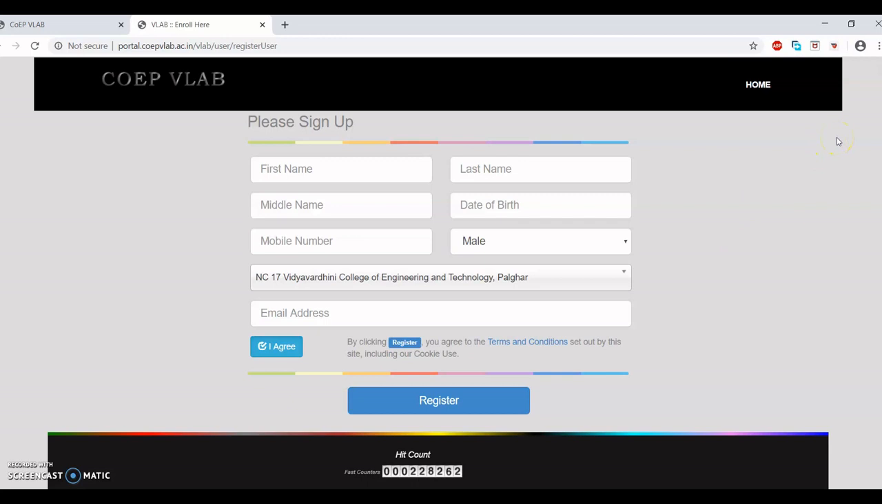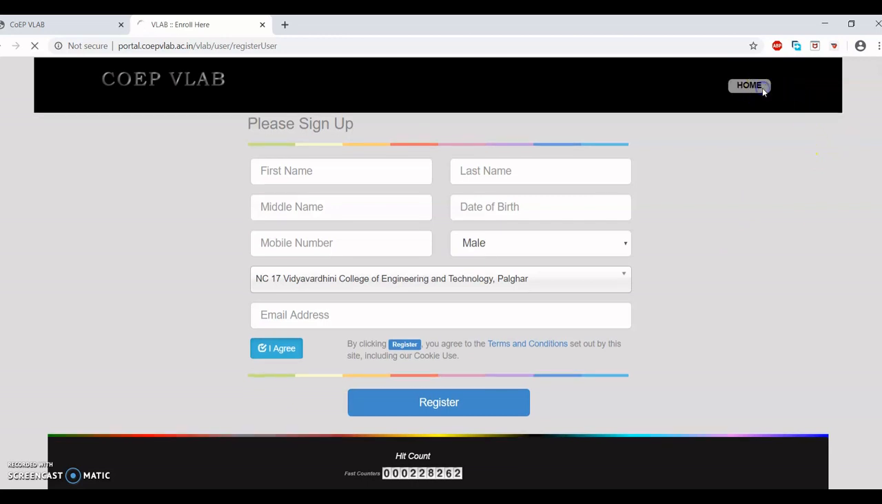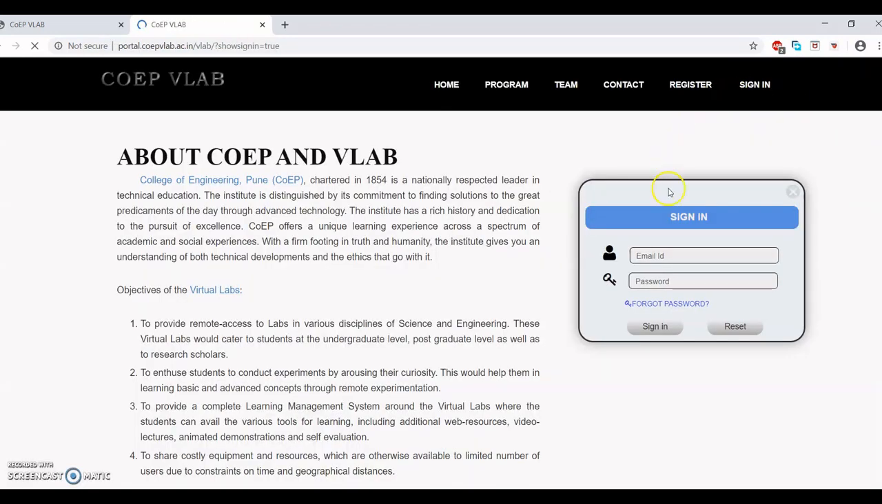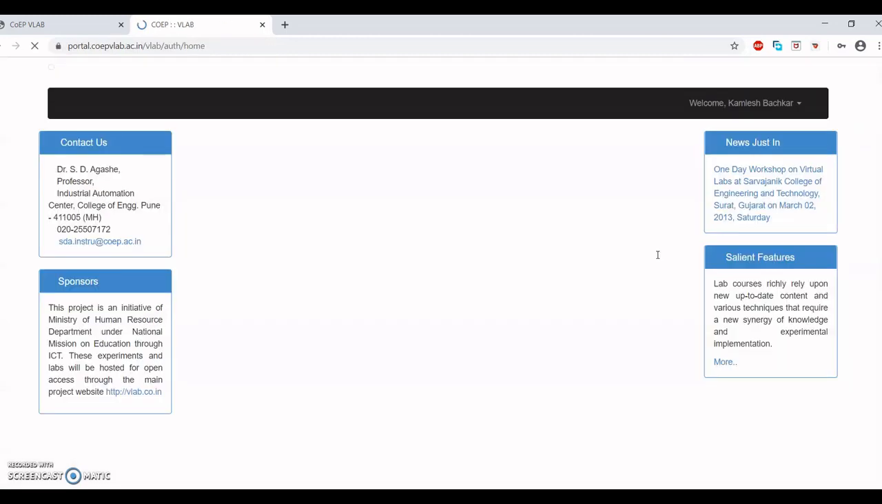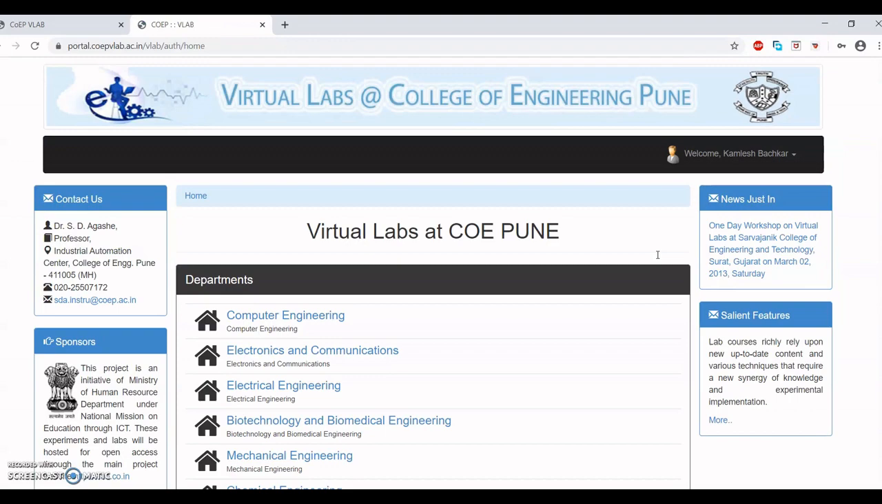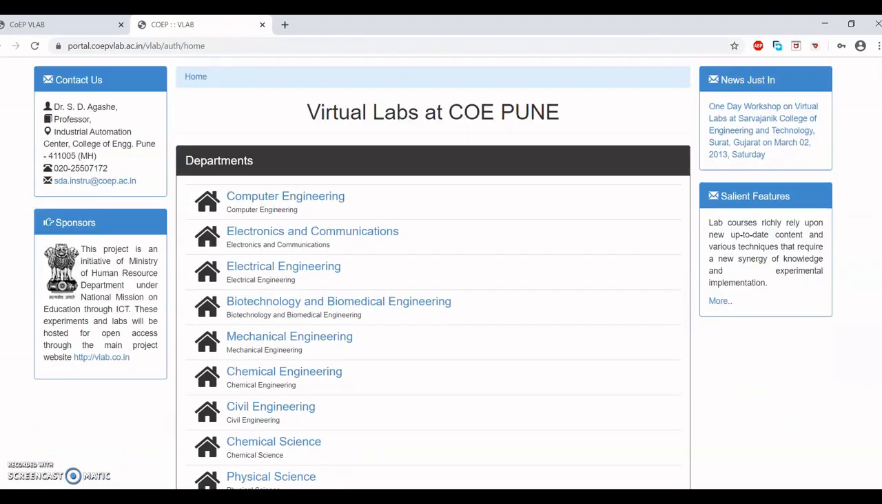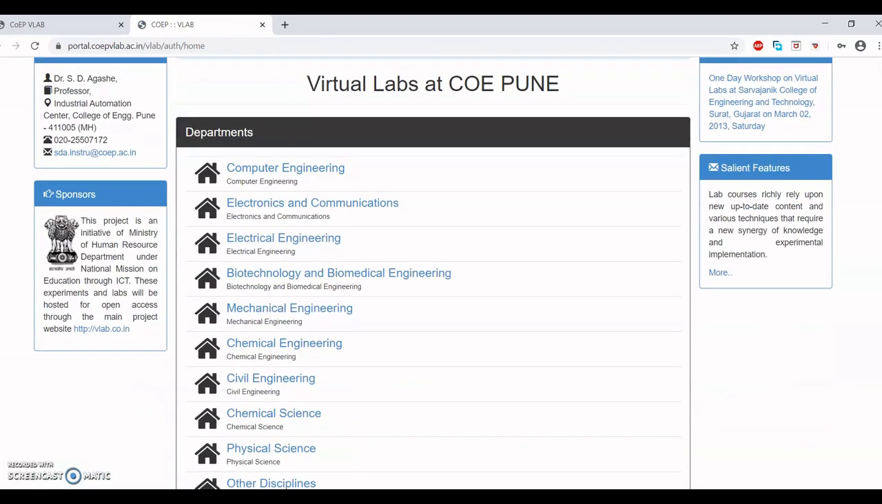As I have already done the registration here, my password is ready. So I will directly go through this sign-in process. Here I will fill in my details. Now this is the interface here.